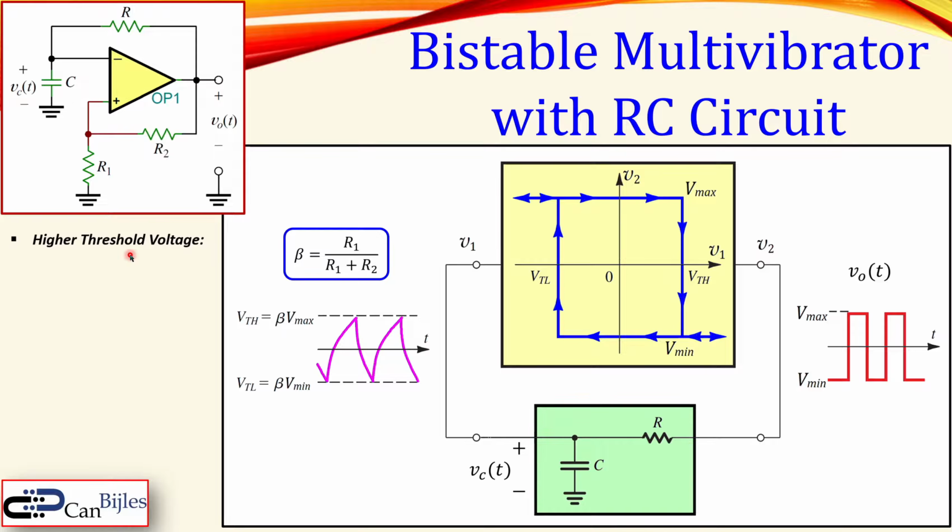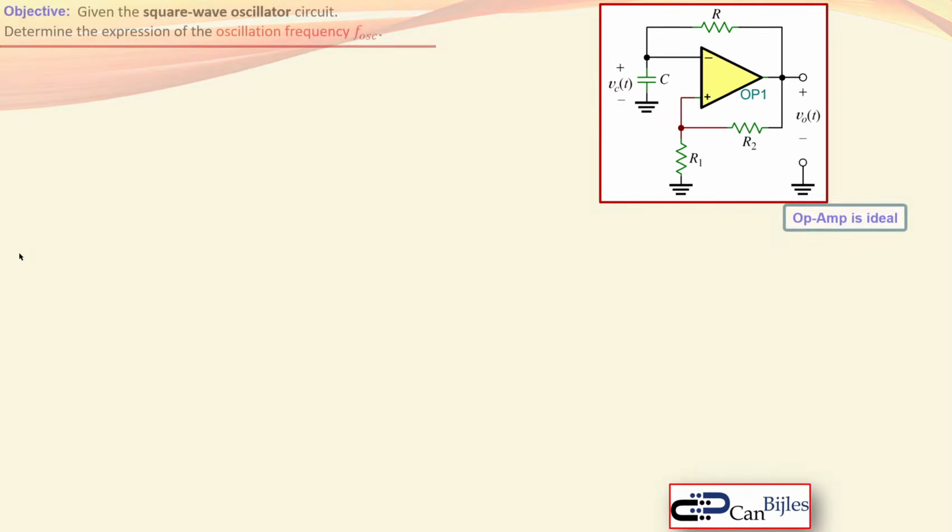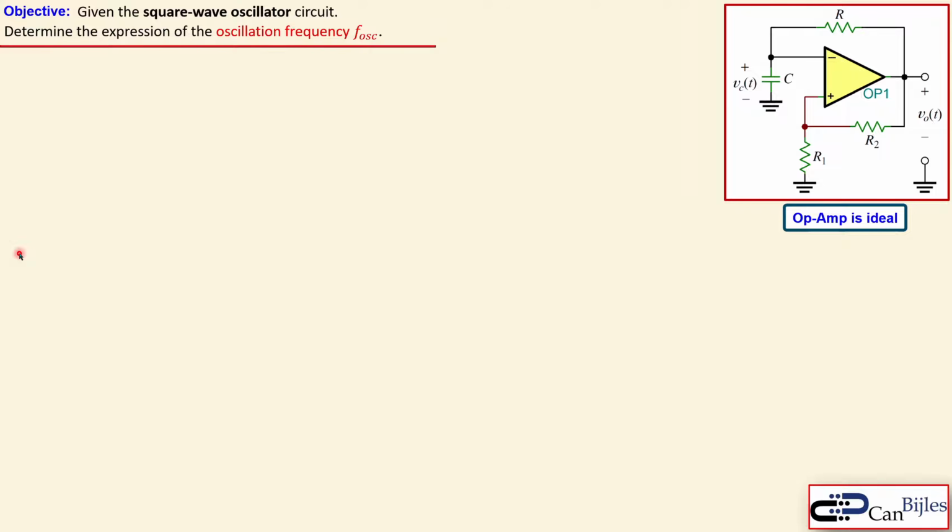Okay, in this case, the higher threshold voltage is given again by this expression, and the lower threshold voltage is given by this expression. Okay, let's see how we can now determine the expression for the oscillation frequency for this circuit. We consider the op-amp to be ideal in the first sense, so let's see how we can discuss this.